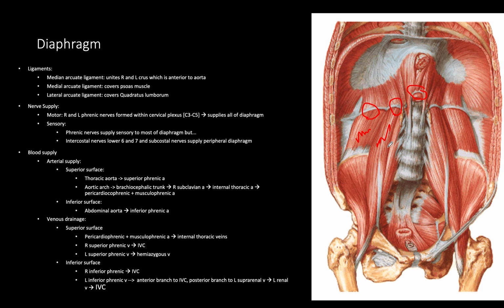However, for sensory, the lower 6th and 7th intercostal nerves and the subcostal nerves supply the peripheral diaphragm. The arterial supply is through the superior phrenic artery, the pericardiacophrenic and musculophrenic artery, and the inferior phrenic artery. The venous drainage has a similar route to the arterial supply, and so that goes back to the internal thoracic veins, the inferior vena cava, and the hemiazygous vein, which all eventually lead back to the right atrium of the heart.